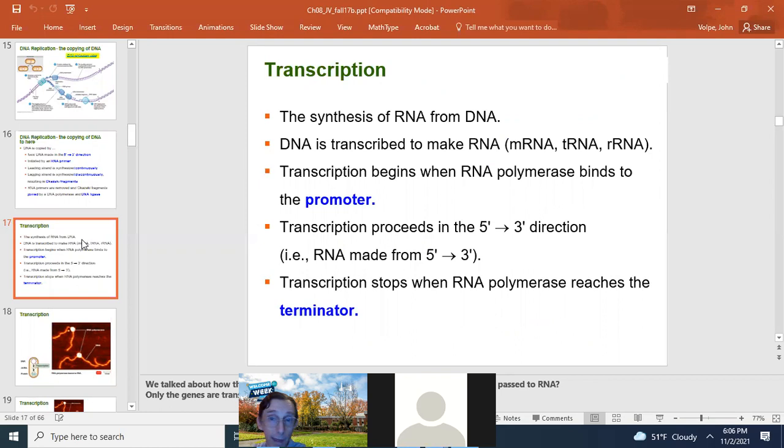DNA is transcribed to make RNA, and you can transcribe mRNA or messenger RNA, tRNA or transfer RNA, or rRNA or ribosomal RNA. When the RNA polymerase is making the RNA, how does it know which RNA to make? How does the polymerase know to make messenger RNA or tRNA or rRNA? Anyone know?